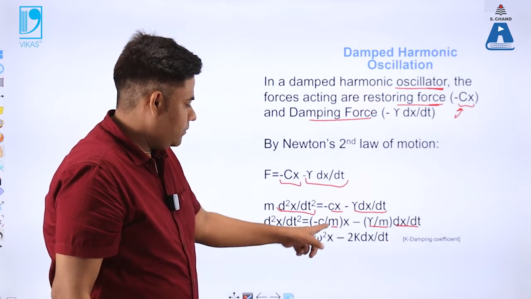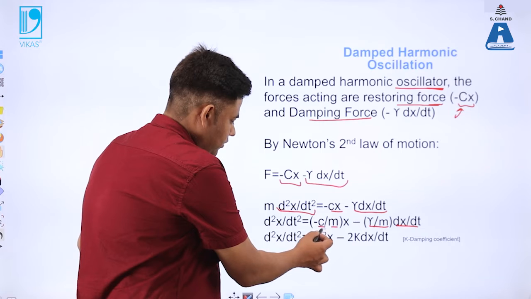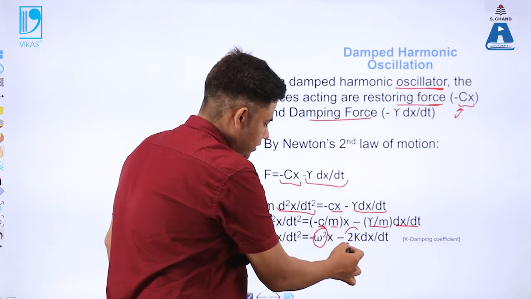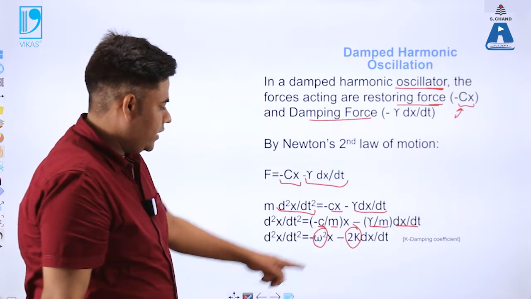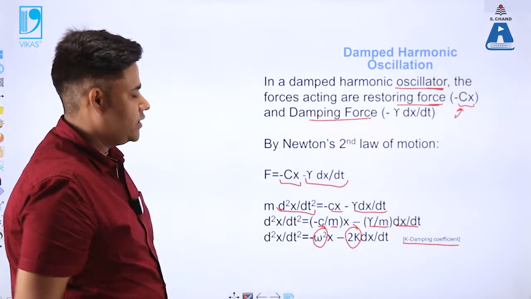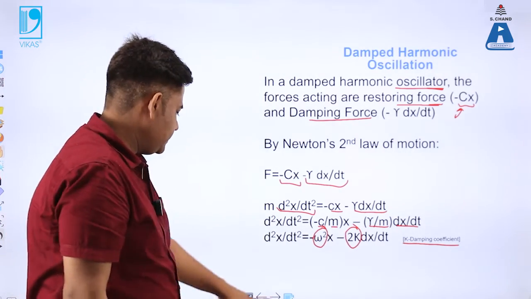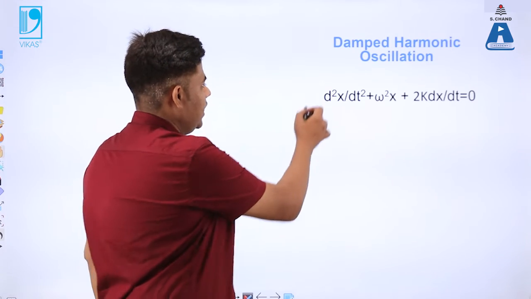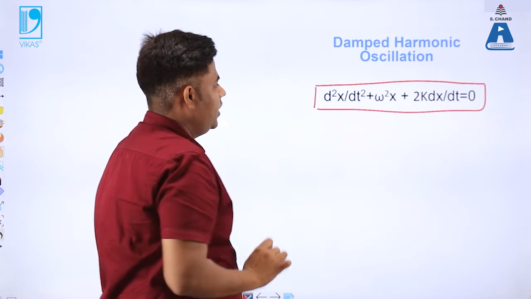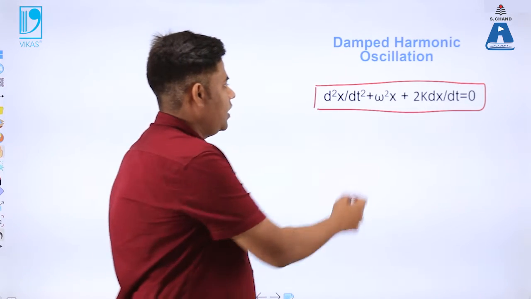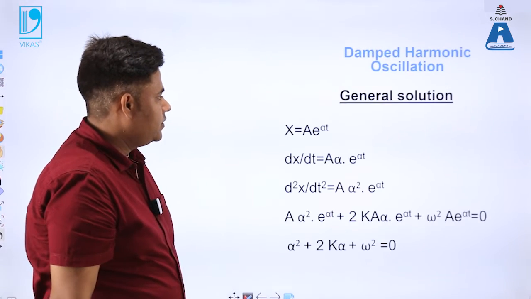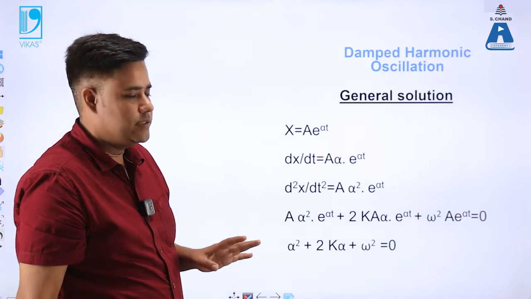This c by m is denoted by omega square, and gamma by m is denoted by 2k, where k is called the damping coefficient of the spring associated with the spring mass system. When I club these terms, I get the final equation of the damped oscillations: d2x by dt square plus 2k dx by dt plus omega square x equals zero. This is the equation of the damped oscillations.